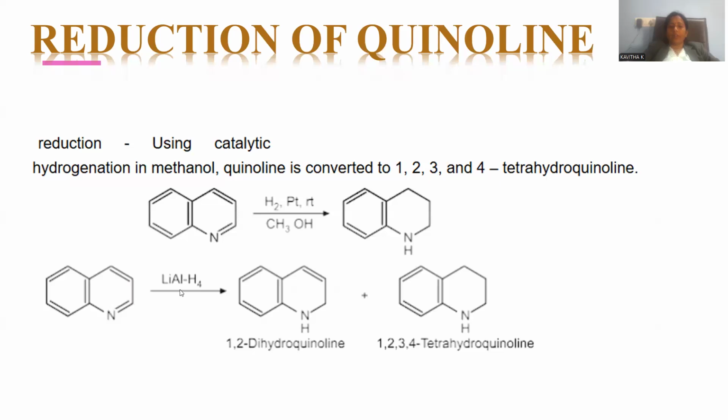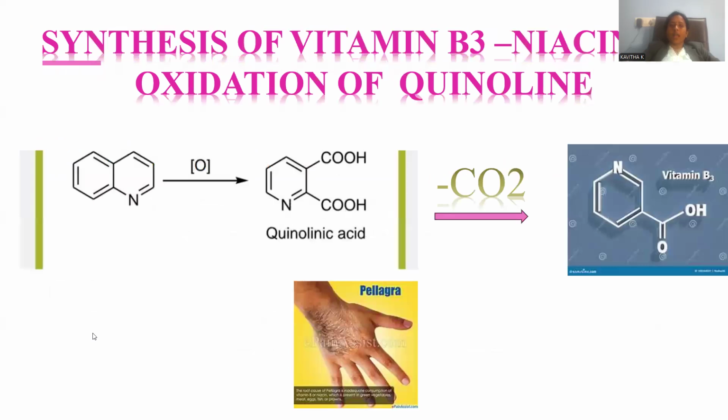Lithium aluminum hydride: there are two possibilities, dihydro and tetrahydro, which together are generated as reduced products. So, starting from quinoline, let me go for vitamin B3. Just now we went through that oxidation process, wherein quinoline is oxidized in the presence of potassium permanganate, giving rise to quinolinic acid, which is decarboxylated further, giving rise to nicotinic acid, familiar as vitamin B3.